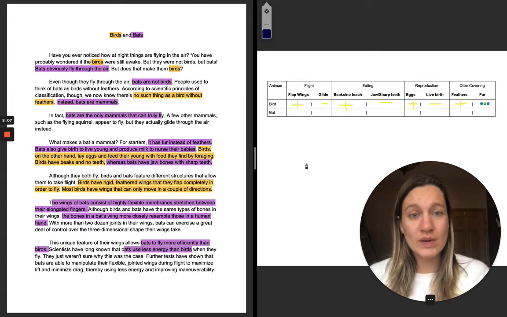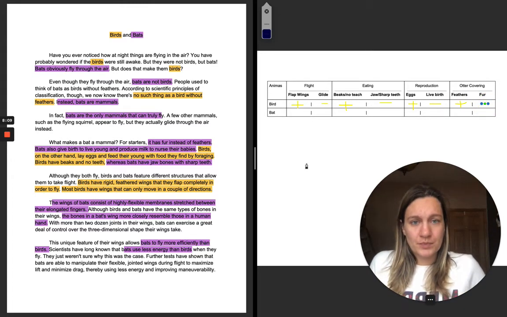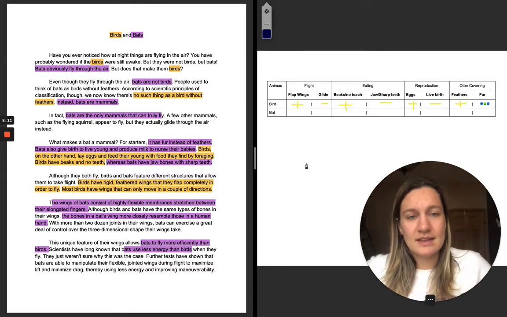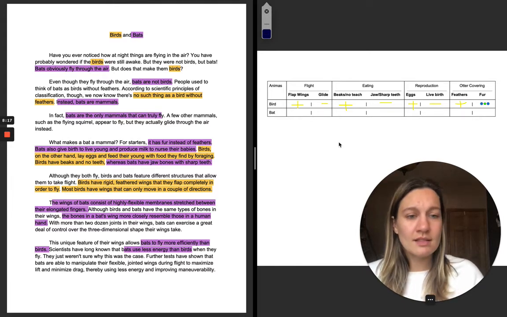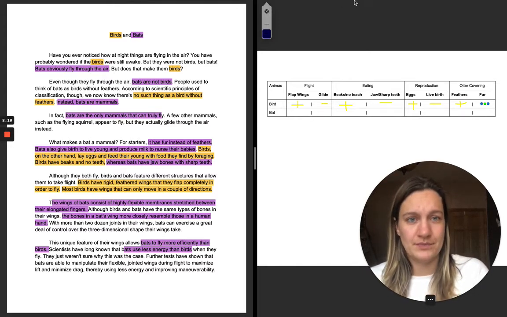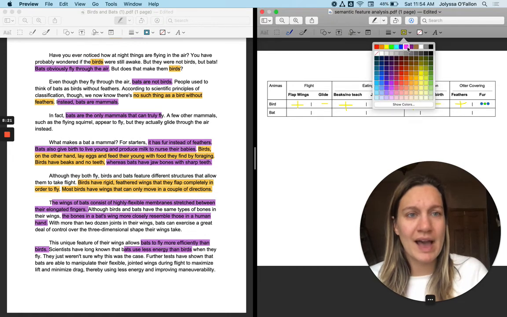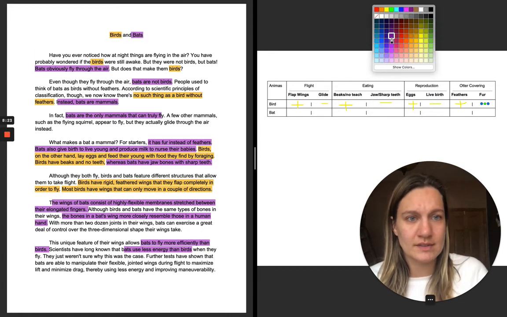All right, so we did the section for birds. We know that birds flap their wings. They have beaks and not teeth. They have eggs, they lay eggs, and they have feathers. Let's do the same for bats. I'm going to switch my color to purple so I can tell the difference between our two markings.